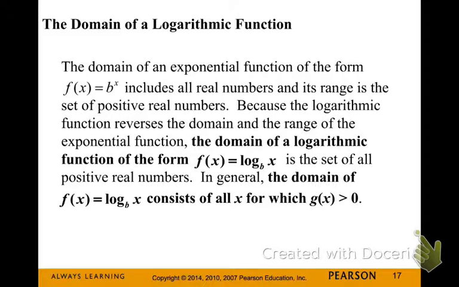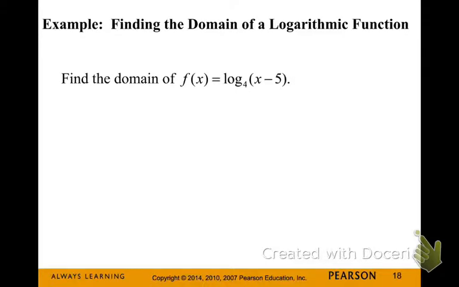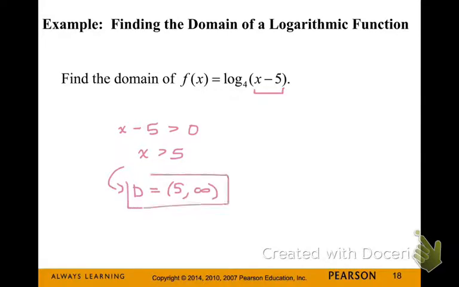Another way of saying that: as long as we have a value of x that will keep it positive. So for an example, let's find the domain of the function log base 4 of x minus 5. The domain is going to be all positive numbers as long as it fits the criteria of x minus 5. So if we take what's inside the parentheses, the x minus 5, set it greater than 0, i.e. keeping it positive, and solve, we get x greater than 5. So our transformed domain would be from 5 to infinity with a parenthesis there, because our vertical asymptote is going to be at 5.